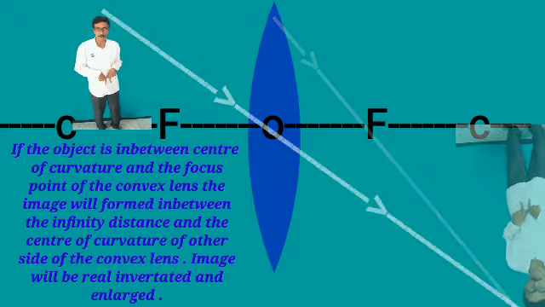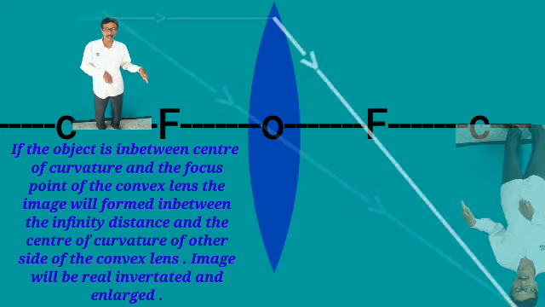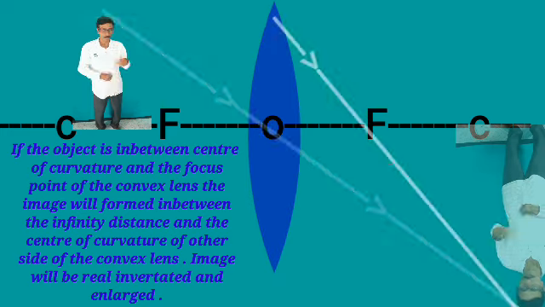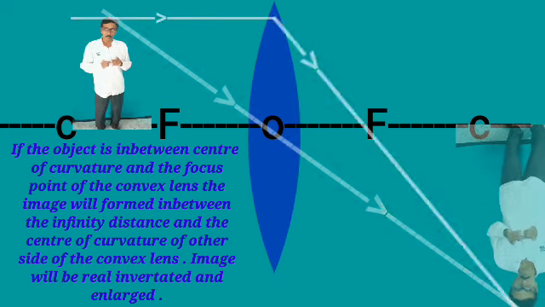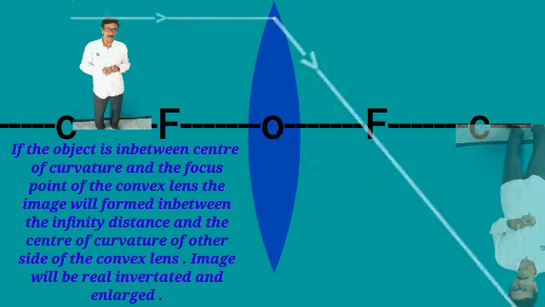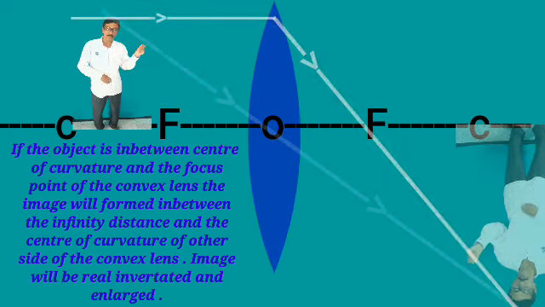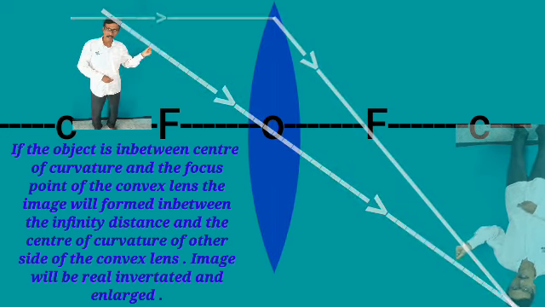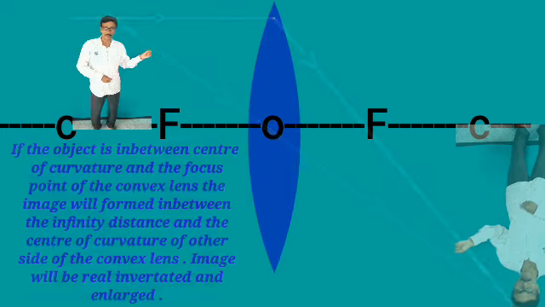I mean, if the object is in between the center of curvature and the focus point of the convex lens, the image will be formed in between the infinity distance and the center of curvature on the other side of the convex lens. The image will be real, inverted, and enlarged. Okay?